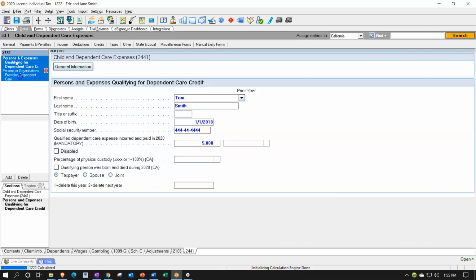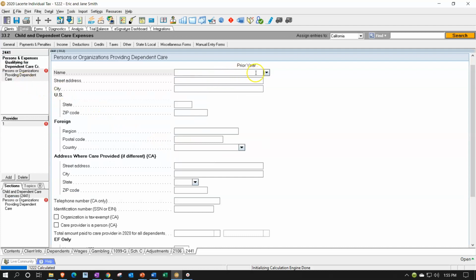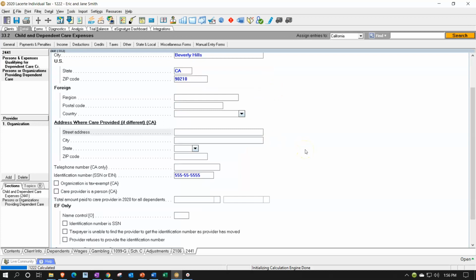Then we also need the organization or persons that's going to be involved. Now, I'm going to choose the organization, which I basically just made up. This is the people that are taking care of Tom here, so that frees our time up. So this is going to be the address that's going to be needed. No foreign address, address where care provided, if different. So it's going to be the same. And then, of course, we need the identification number.